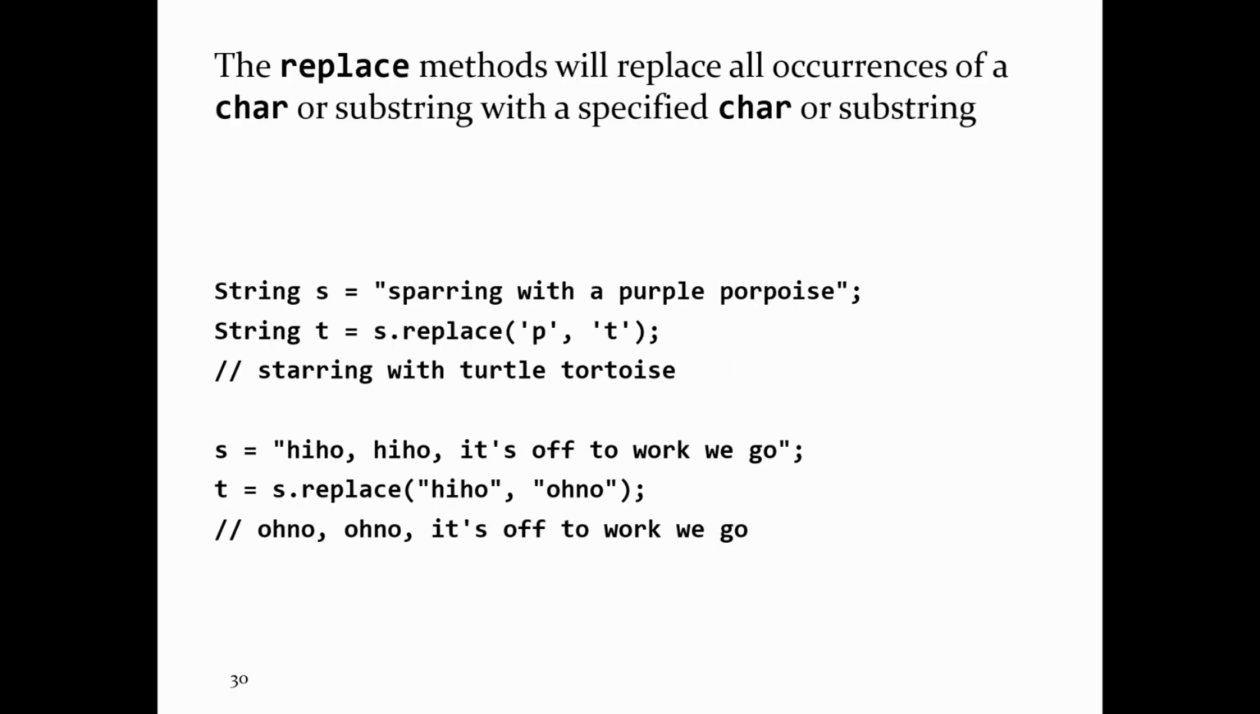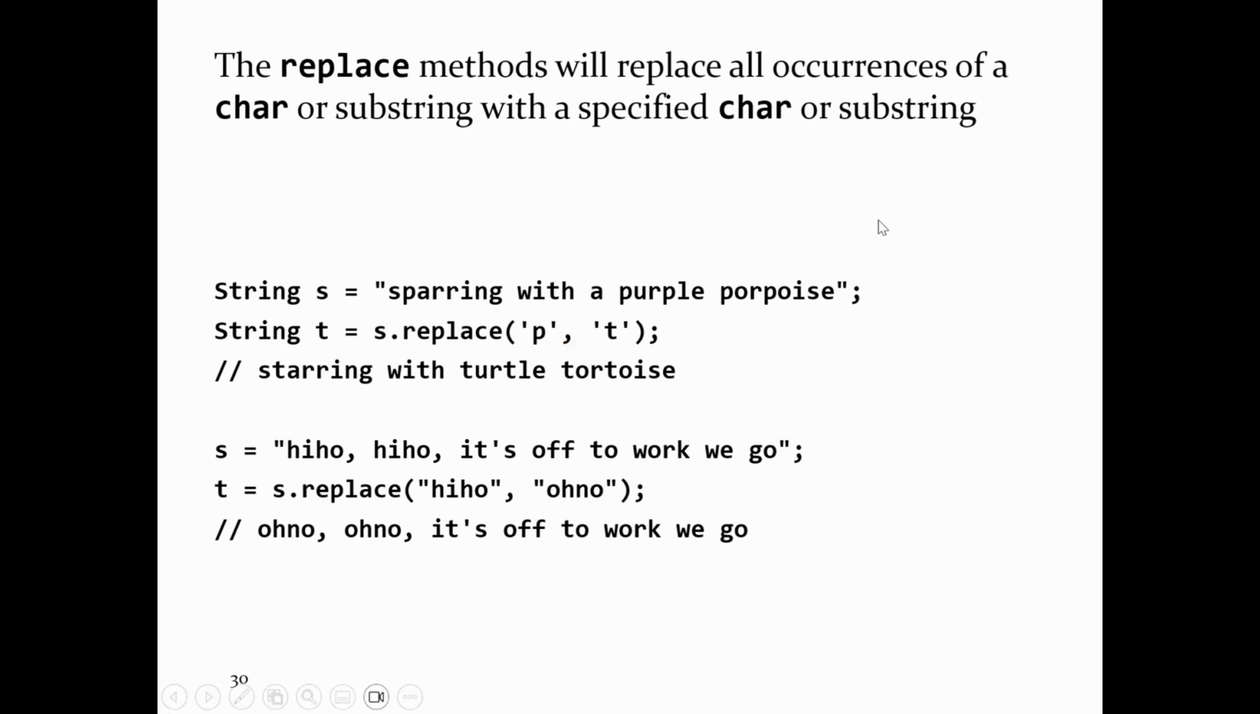If you want to replace a character in a string, or if you want to replace a substring in a string, you can use the replace methods. So there's two of them. There's one that replaces a character, there's one that replaces a substring. So you can replace a character, so in this case p, with another character t. So you can replace a character with a character. You can't replace a character with a substring. So here you replace every occurrence of a single character.